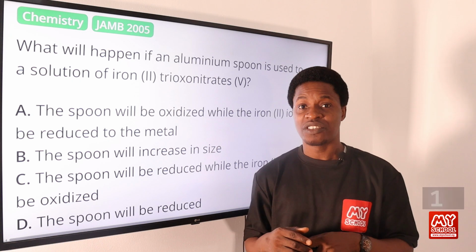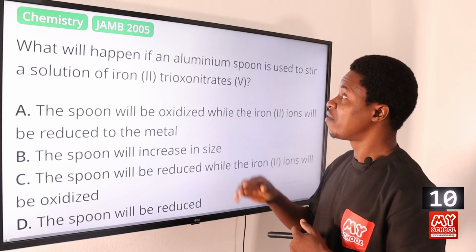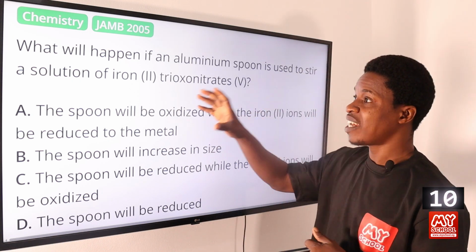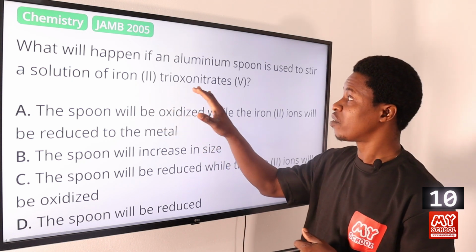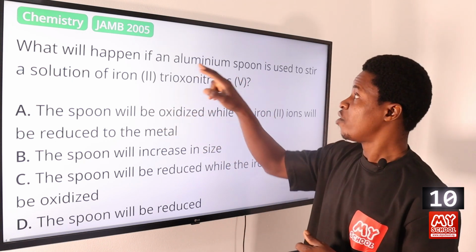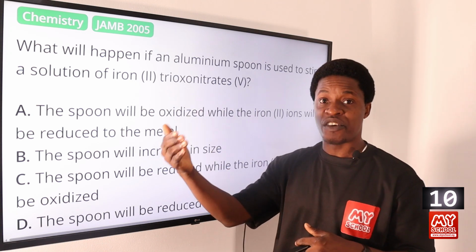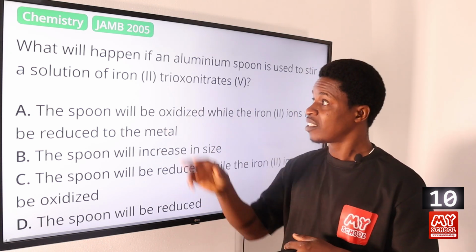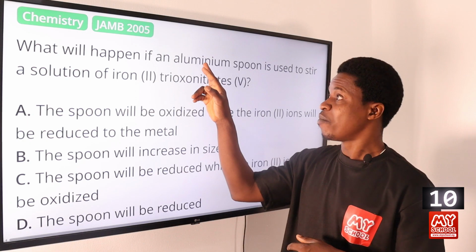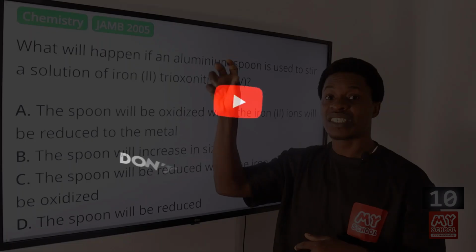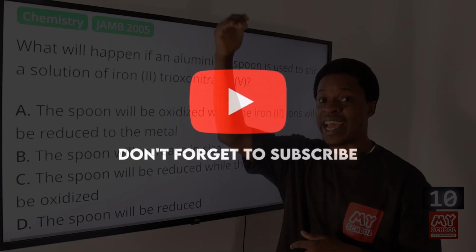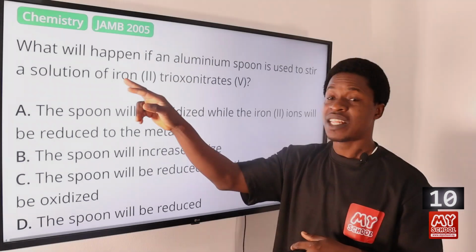Now let's look at question number 10. What will happen if an aluminum spoon is used to stir a solution of iron 2 trioxonitrate 5? Actually, aluminum spoon, which means the spoon is made of aluminum. Of course, there's going to be a reaction because iron is here and then we have aluminum. Aluminum in the electrochemical series is higher, okay? It's highly placed, which means it's more reactive than iron.